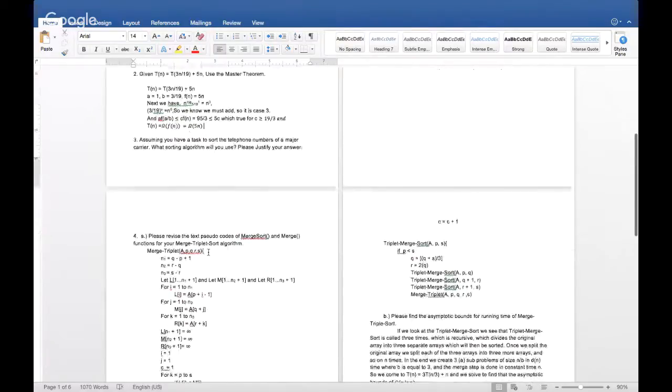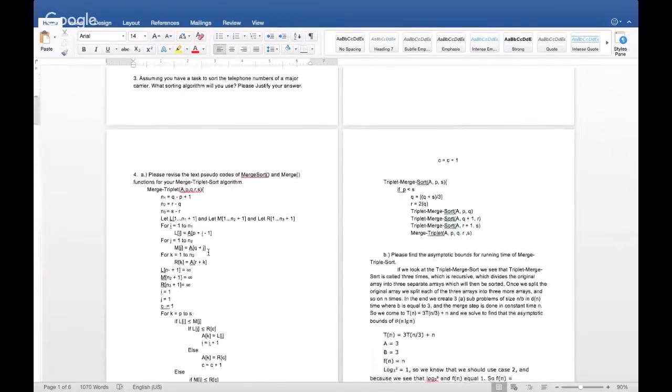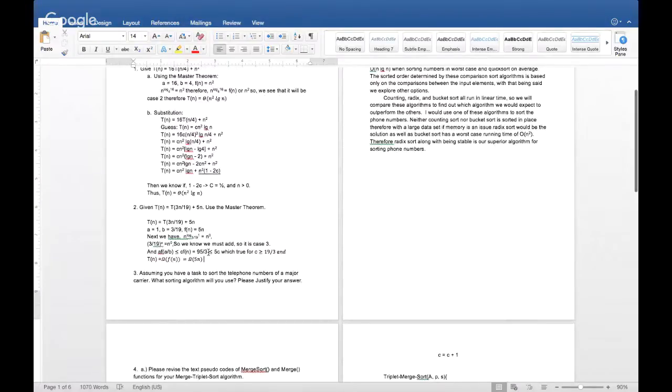So moving on to number 3. We have number 3. I'm going to read the question out loud. Assuming you have a task to sort telephone numbers of a major carrier, what sorting algorithm will you use? Please justify your answers. So with this one, we go back to the top of this page.